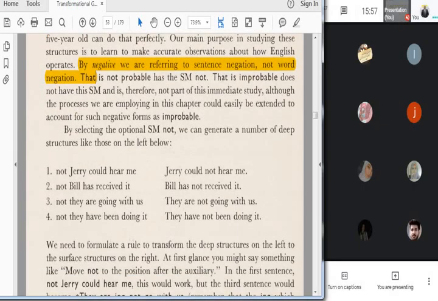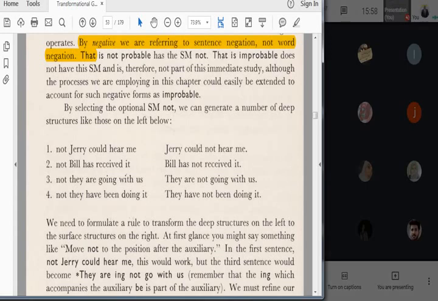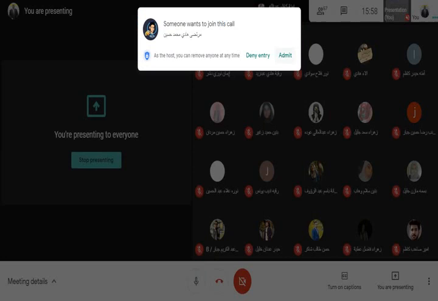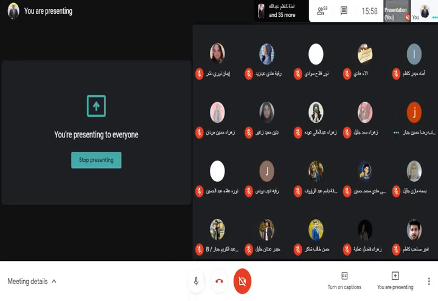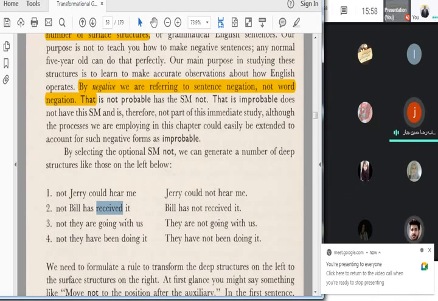By selecting the optional SM, we can generate a number of deep structures like those on the left below. Not Jerry could hear me. Jerry couldn't hear me. Not Bill has received it. So what are these on the left? What do we call them? Or what did we call them? Yes? Surface structure? Which one is the surface structure? No, on the left. Is it to the right or to the left? Yes, Amber. Left.